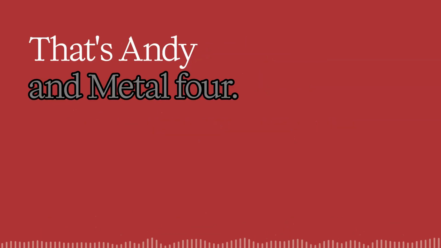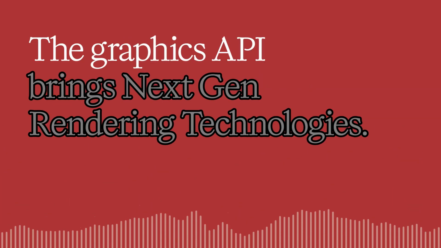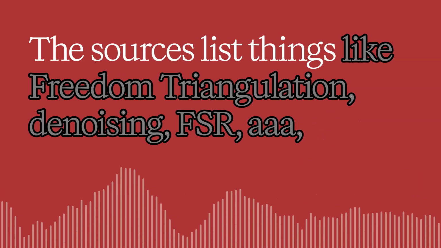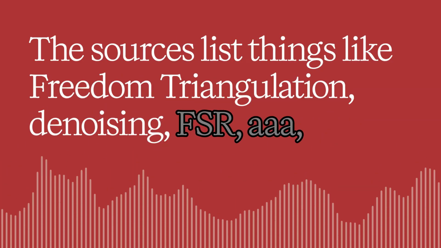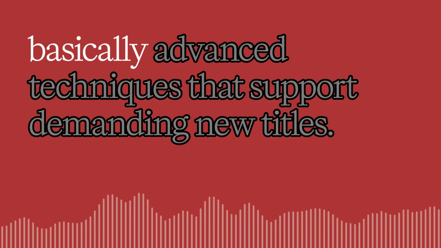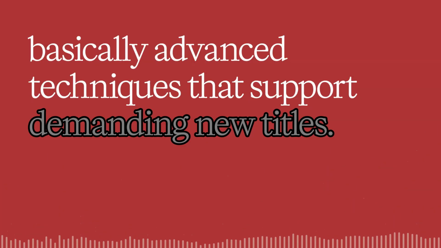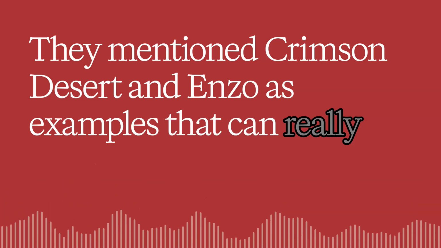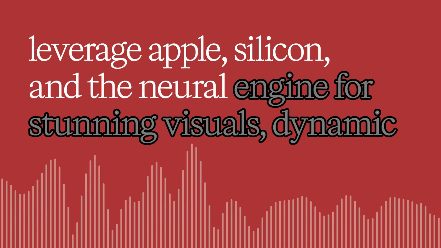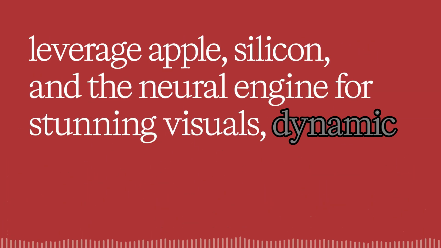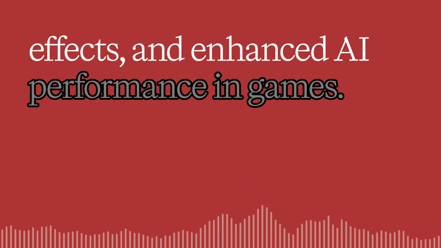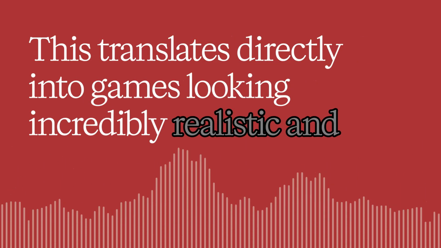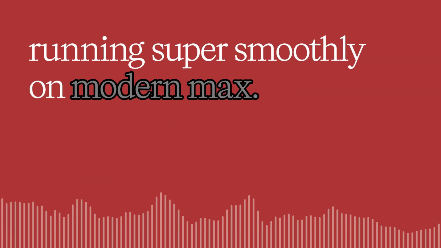That's handy. And Metal 4, the graphics API, brings next-gen rendering technologies. The sources list things like frame interpolation, denoising, and upscaling, basically advanced techniques that support demanding new titles. They mention Crimson Desert and others as examples that can really leverage Apple Silicon and the Neural Engine for stunning visuals, dynamic effects, and enhanced AI performance in games. This translates directly into games looking incredibly realistic and running super smoothly on modern Macs.